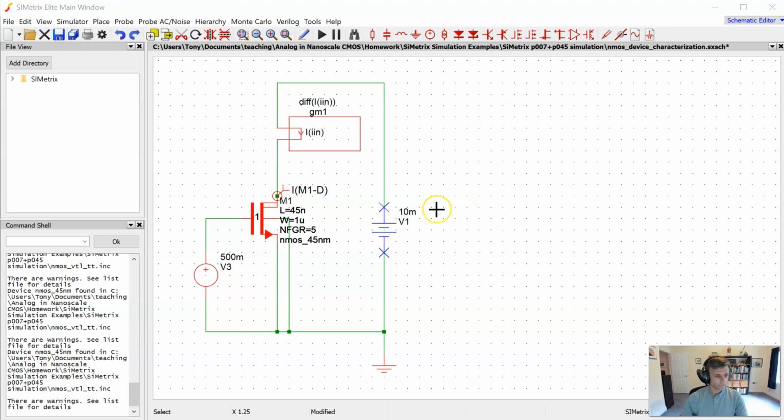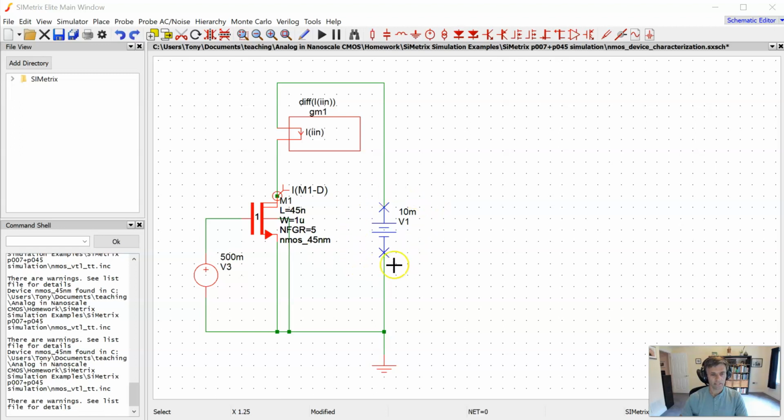Hi everyone, just wanted to make a brief video here to go over the procedure for simulating and extracting some key MOSFET parameters. I've set up here a simple test bench with an NMOS transistor, gate length and width shown here. It's based on 45 nanometer open source MOSFET models.